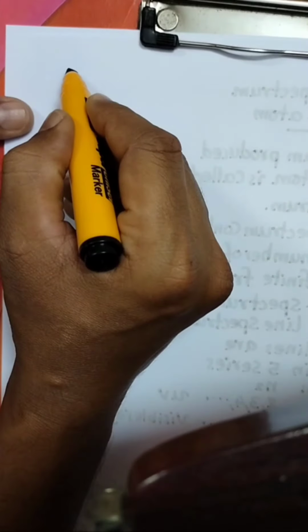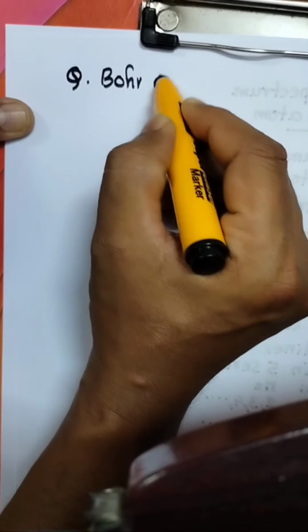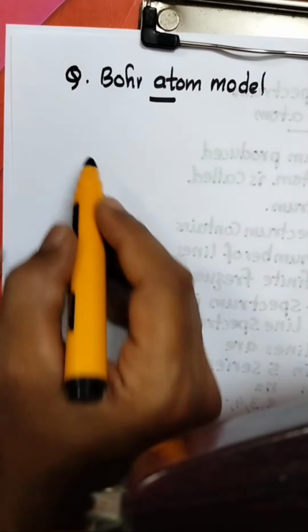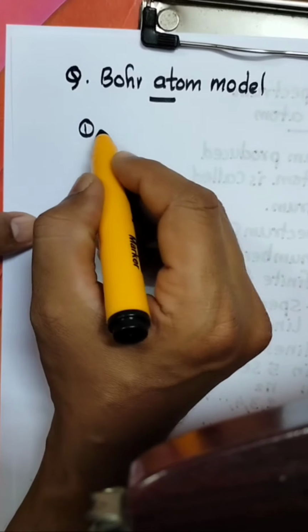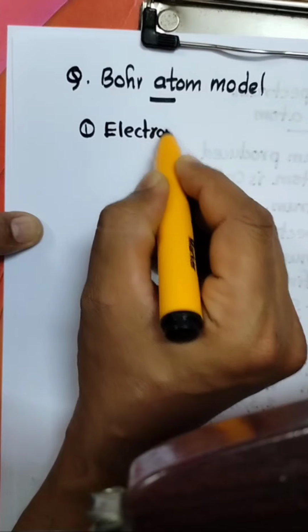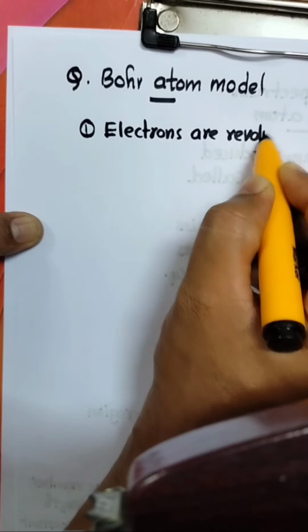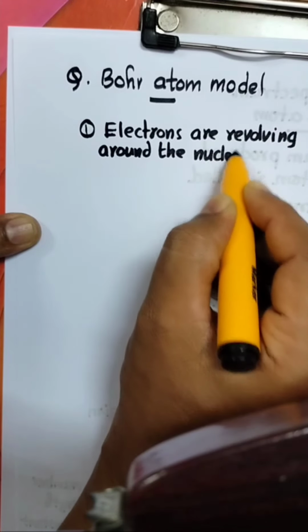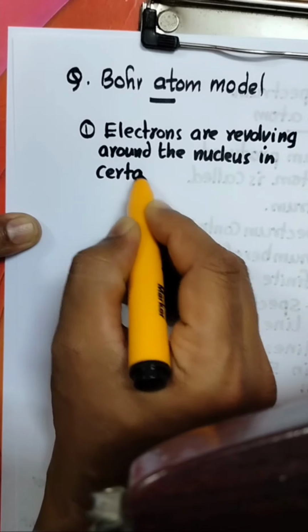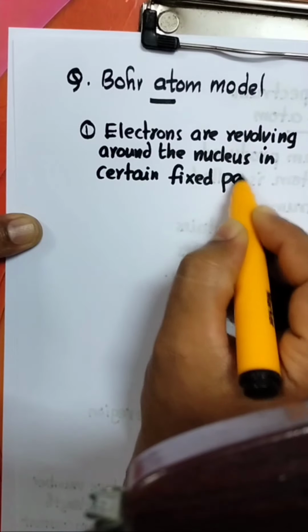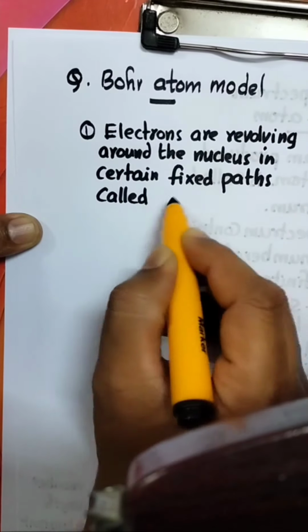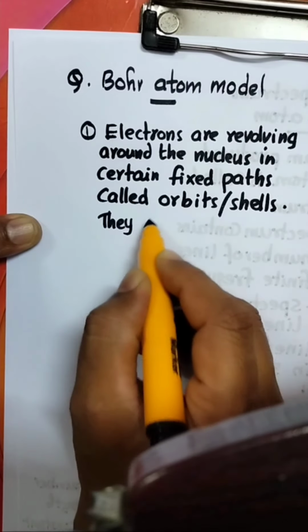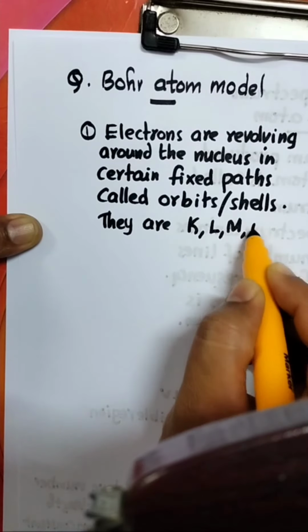Next question, Bohr atom model. Here first point, electrons are revolving around the nucleus in certain fixed paths called orbits or shells. They are K, L, M, N, etc.